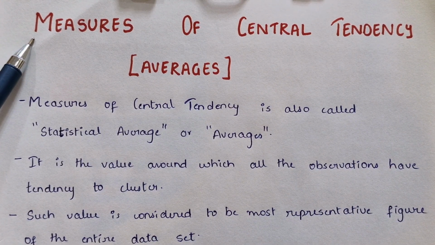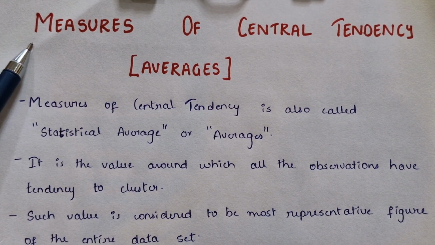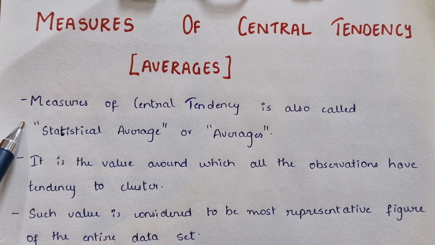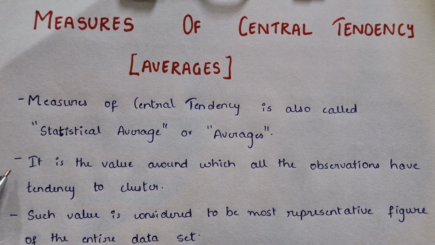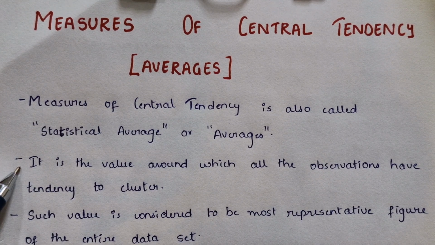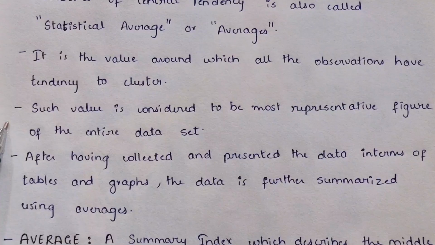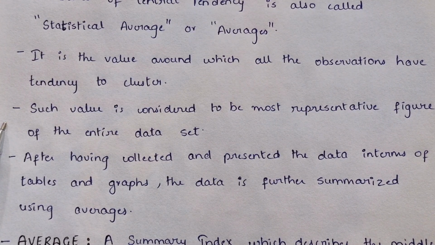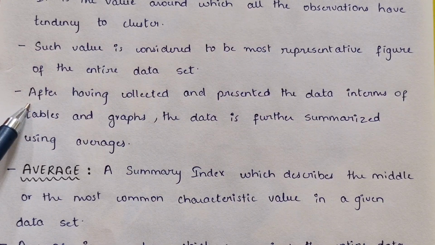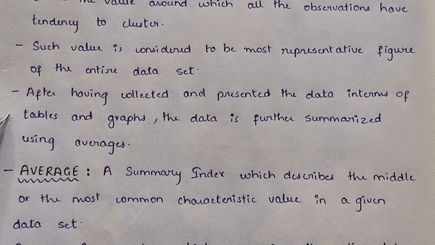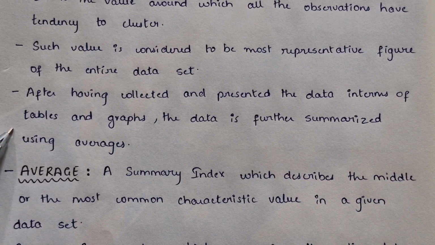Measures of central tendency, also called averages. Measures of central tendency is also called statistical average or averages. It is the value around which all the observations have a tendency to cluster. Such a value is considered to be the most representative figure of the entire data set. After having collected and presented the data in terms of tables and graphs, the data is further summarized using averages.